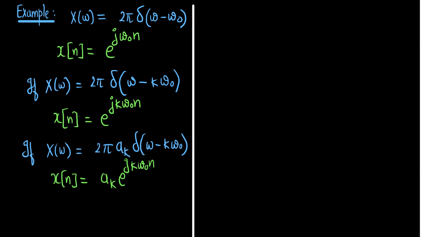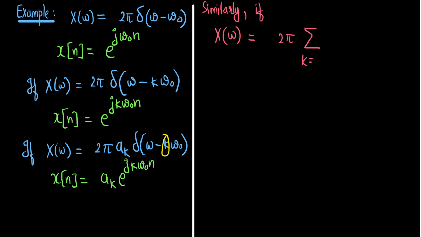So this k here, as I said, may be any integer value. Now similarly, if we take the X of omega, now we are taking multiple such impulses, X of omega is equal to 2 pi summation, this k running from minus infinity to infinity, a_k delta of omega minus k times omega naught.